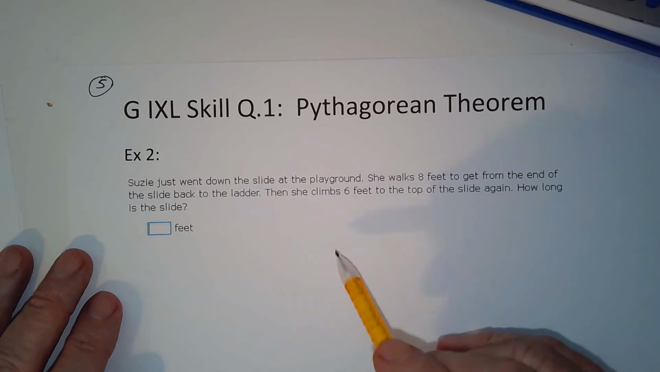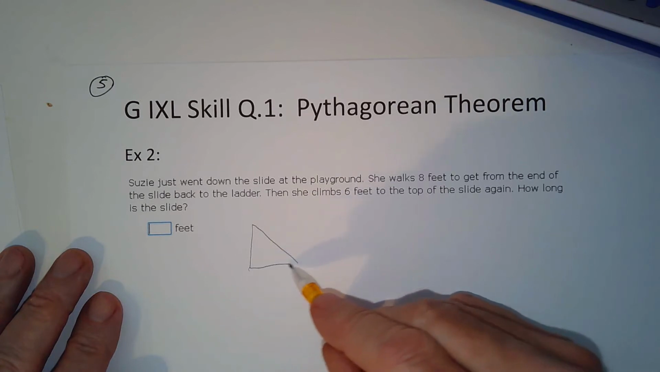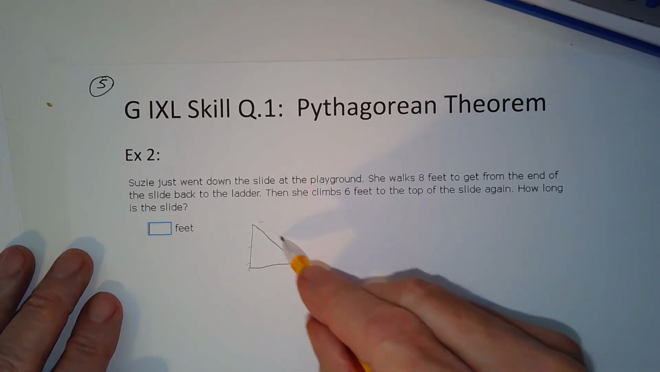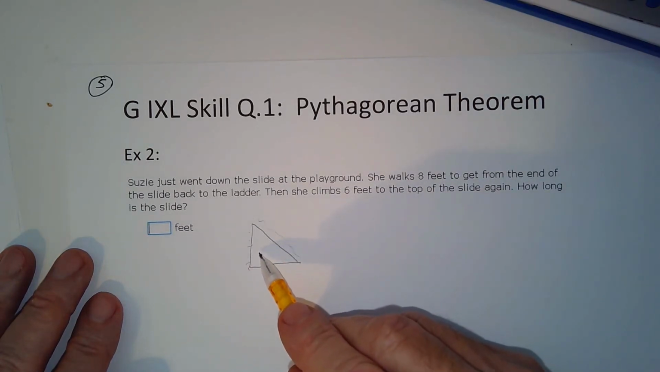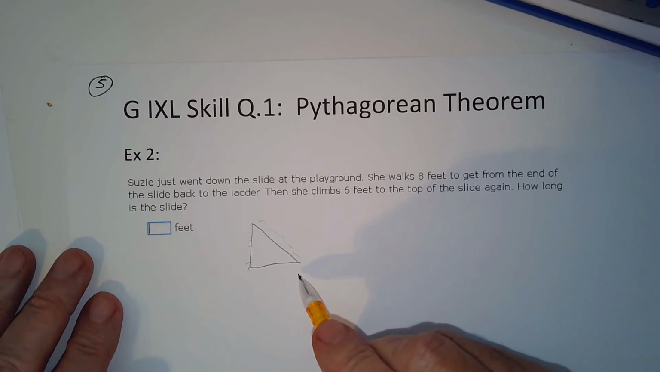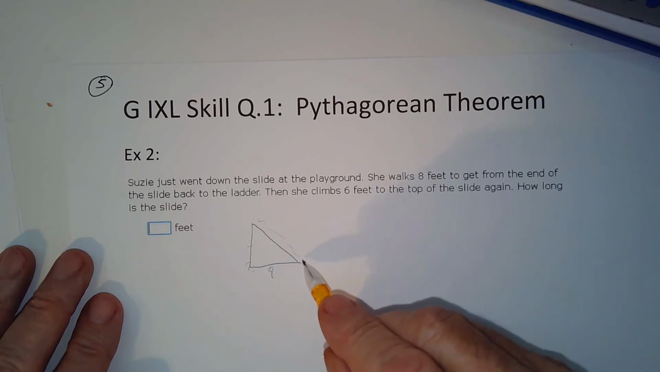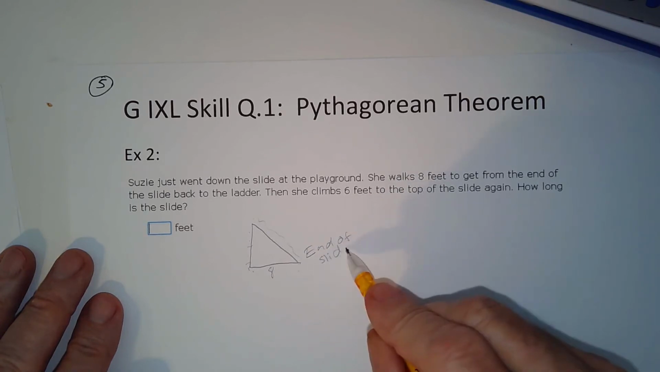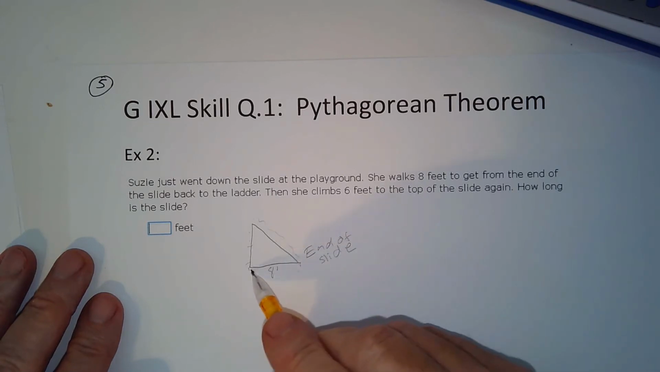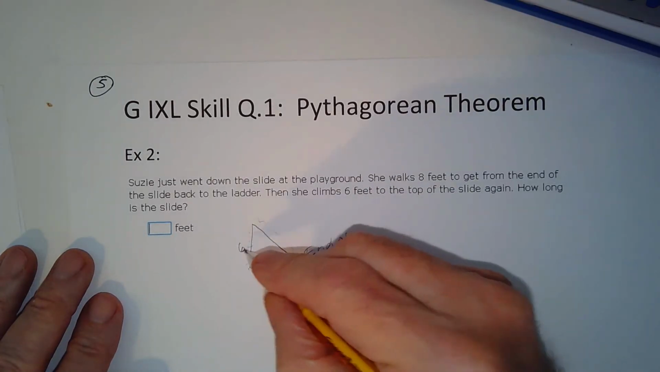Susie just went down a slide at a playground. Okay, well, a slide looks like this, right? Oh, it's a triangle. Susie goes up the ladder. She slides down the triangle. Okay, so she goes up the ladder, and she walks 8 feet to get to the end of the slide, from the end of the slide to the ladder. So if she's going 8 feet from the end of the slide, here's the end of the slide, then she's going 8 feet from here to here. And then it says she climbed 6 feet to the top. So she's climbing 6 feet to the top.